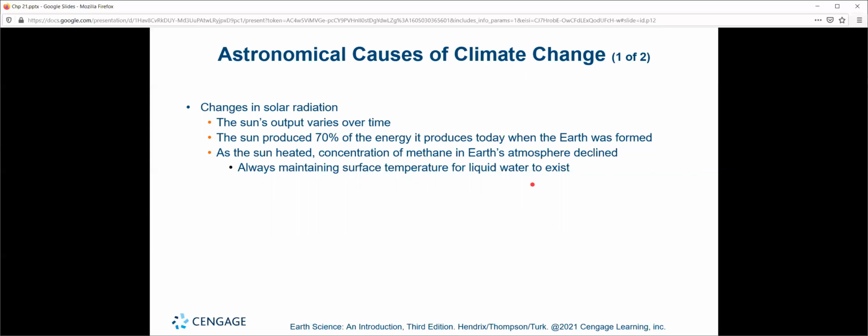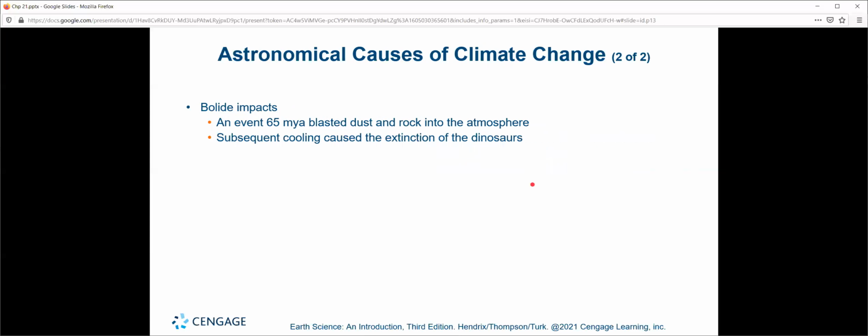And that solar radiation, while always an output, isn't a constant amount throughout history. The sun produced about 70% of the energy it produces today when the Earth was formed. The sun has grown in strength, essentially, as it's gone through its cycle. As the sun heated, concentrations of methane in its atmosphere began to decline as a direct result of this, always maintaining surface temperature for liquid water to exist. Yes, this is more of a modeling conversation than one where we have evidence of it, because you can't really have physical evidence of methane burning off, but the pieces connect to allow the Earth to form as it forms.